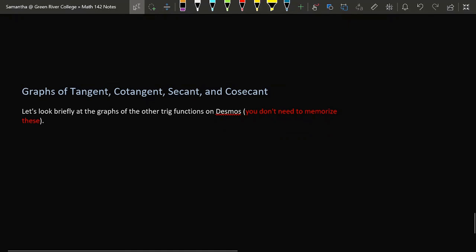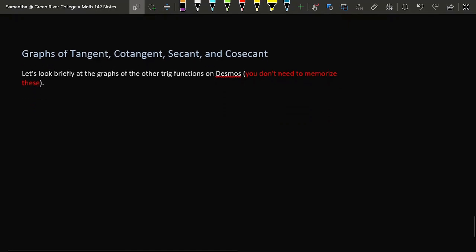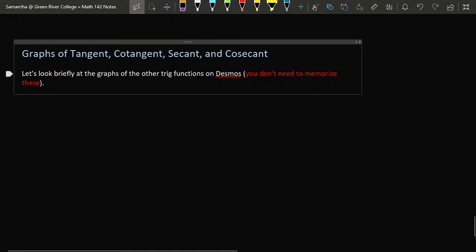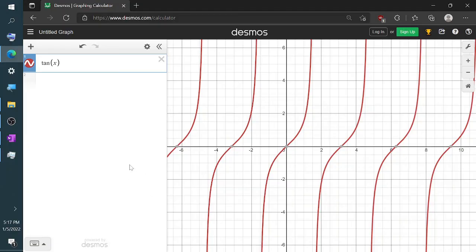The final thing that I would like to do is just very, very briefly take a glance at the graphs of the other 4 trig functions. Here is the graph of the tangent function. In this picture, the horizontal axis contains angles because angles are what is being put into tangent, and the vertical values are the outputs of tangent. So you see this repeating snake pattern.